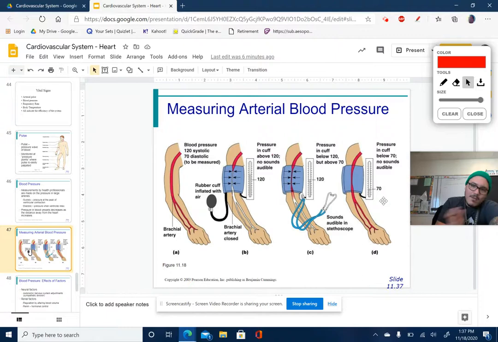Then they record that number. After everything's been recorded, you take the bag off and you're good to go. Right. So it's a pretty straightforward process overall. Like I said, there's very little slides left, so we'll finish that up in the coming video.